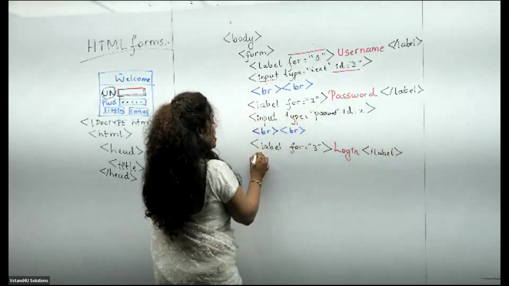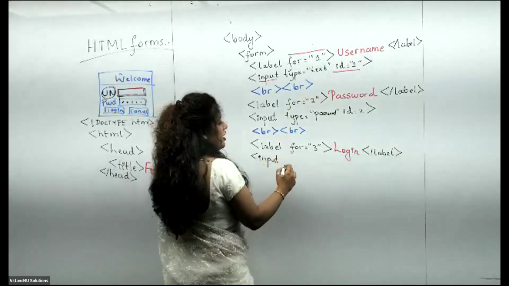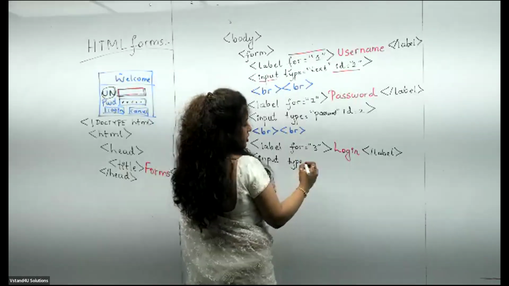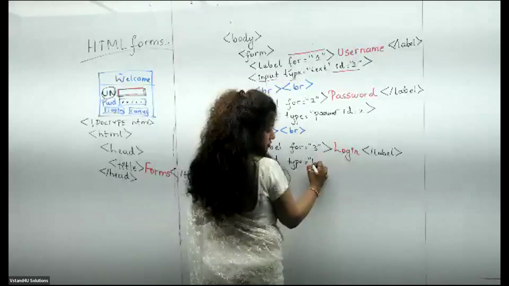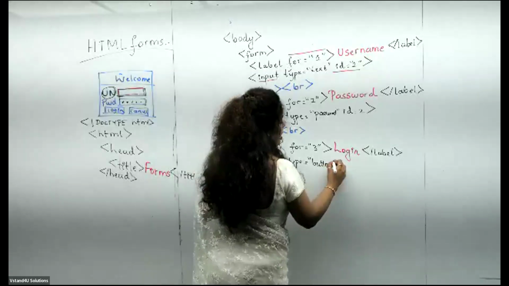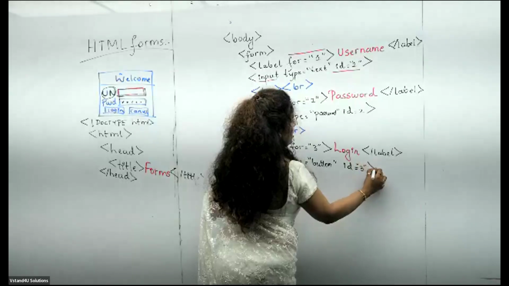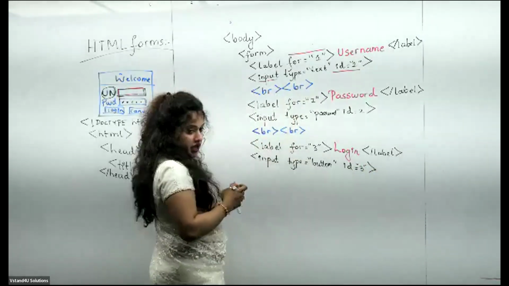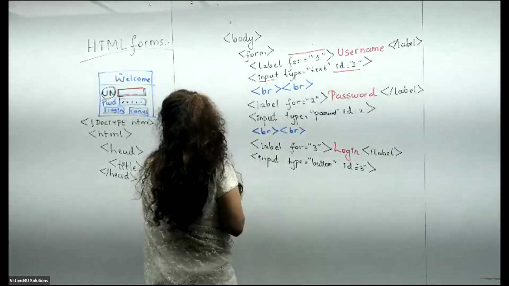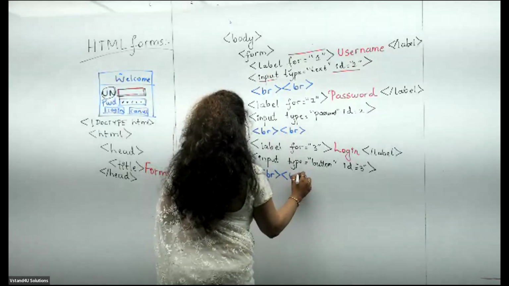And now I have to pass some input to it. I have to get the box, no? So I will write input type equals to what? It is a button, so I will give it as button. Clear? Done. I will close this and give ID equals to. Done. Any doubt, guys? Online students, any doubt?